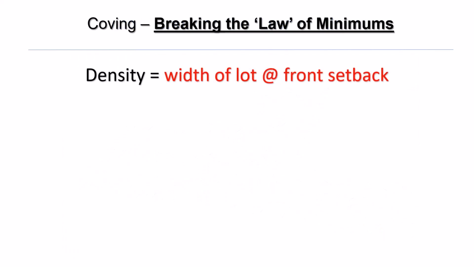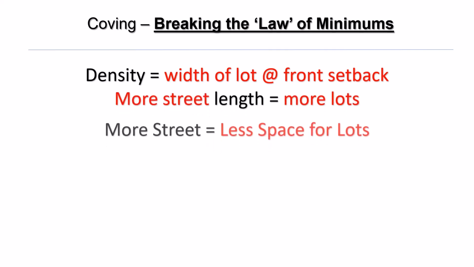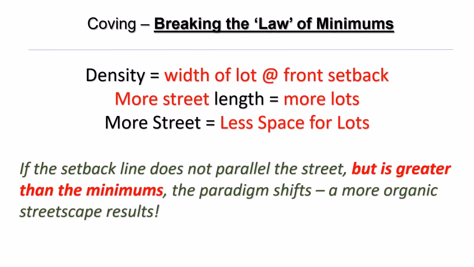So what if a new technology allowed us to have new geometric models that break the law of minimums? In other words, that law is density is based on the lot width at the front setback. More street length equals more lots. More street equals less space for lots. But if the setback line does not parallel the street but is greater than the minimums, the paradigm shifts. A more organic streetscape results.